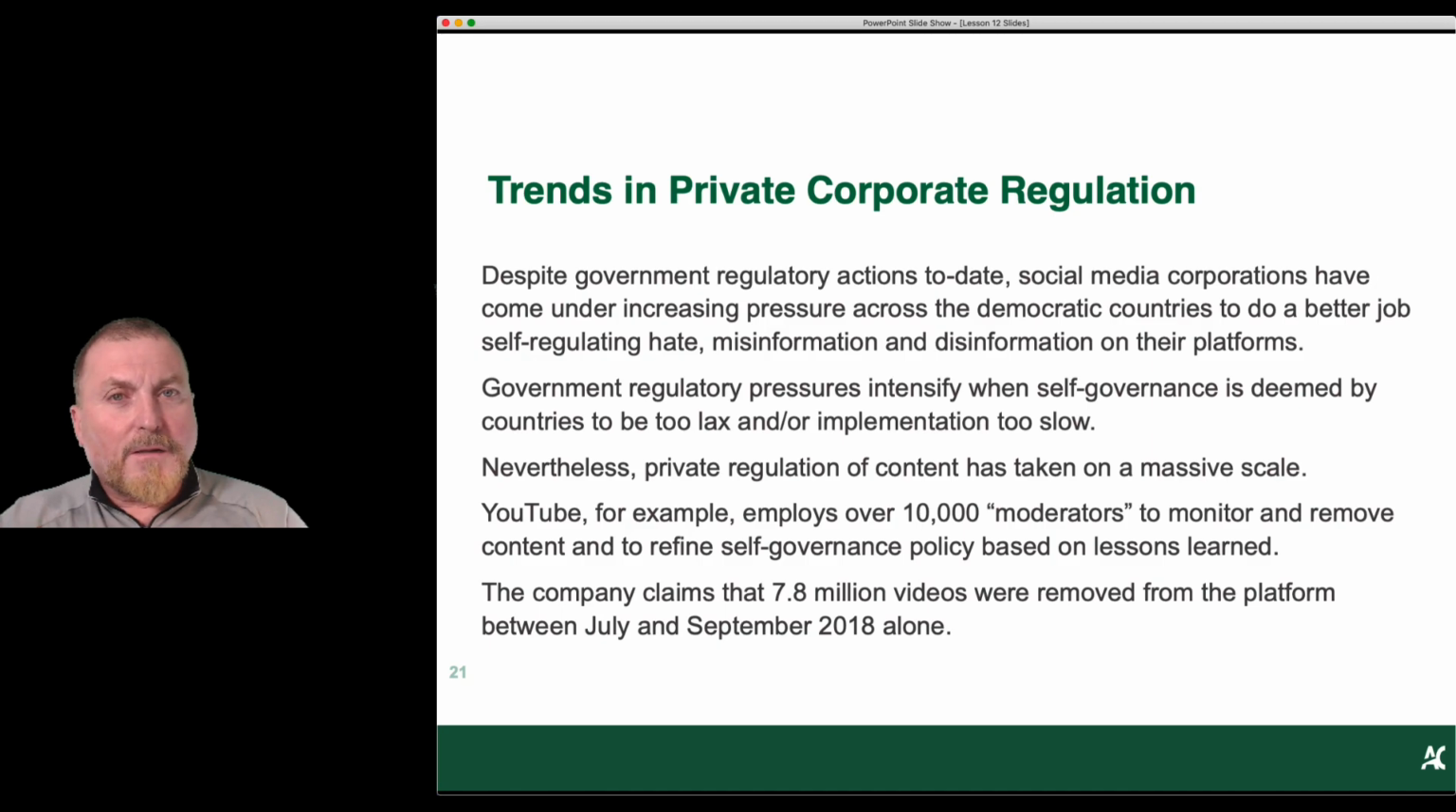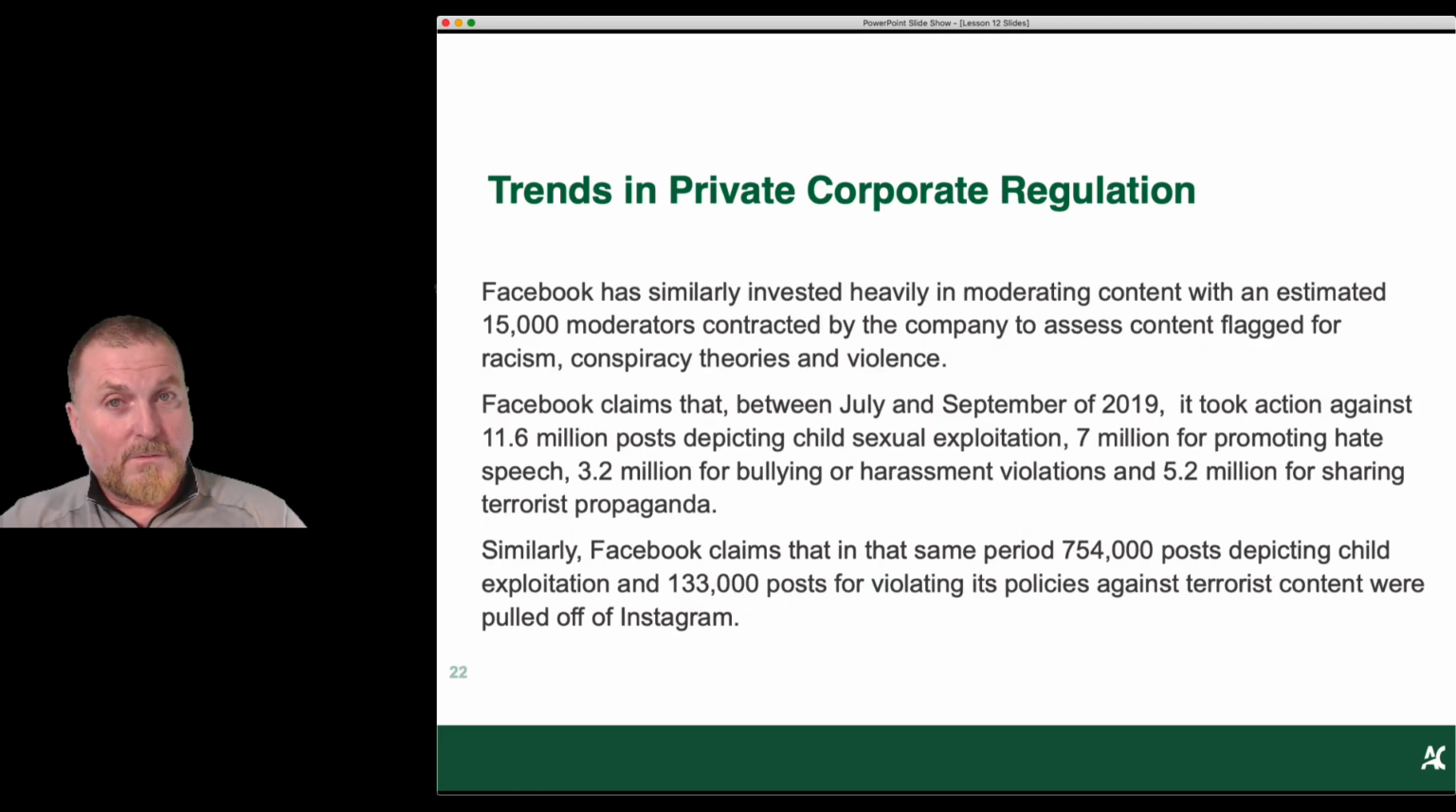Private regulation of content is taken on a massive scale, in fact, right? YouTube, for example, employs over 10,000 moderators to monitor and remove content and to refine self-governance policy based on lessons learned. The company claims that 7.8 million videos were removed from the platform between July and September of 2018 alone. 7.8 million, right? In basically 4 months. Okay? So the sheer volume of hatefulness, the sheer volume of disinformation and conspiracy theories, that just gives you one indication. That's just YouTube, right? I mean, it's not an insignificant issue, okay? It's not consistent with free speech, all right? And so you can be a strong advocate of free speech and still be a strong advocate for responsible use of social media.